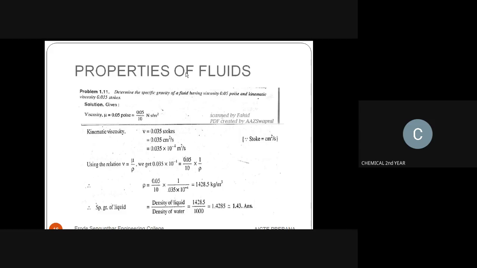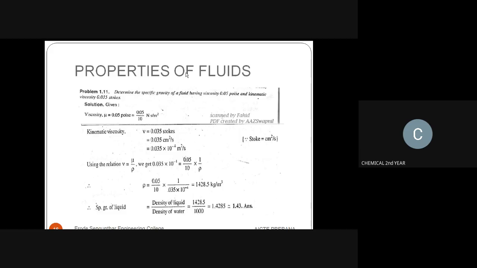So determine the specific gravity of the fluid, which is having viscosity 0.05 poise and kinematic viscosity 0.035 Stokes. So here directly they have given the dynamic viscosity of the fluid and also the kinematic viscosity of the fluid. What are they asking? They are asking the specific gravity of the fluid. Okay. So how can we solve? The specific gravity is nothing but the density of the liquid divided by the density of water. So this is the formula for estimating the specific gravity of the liquid, right?